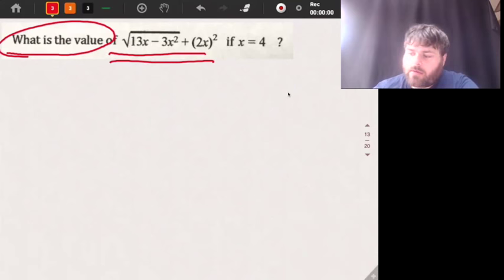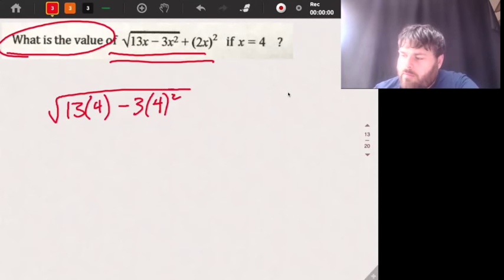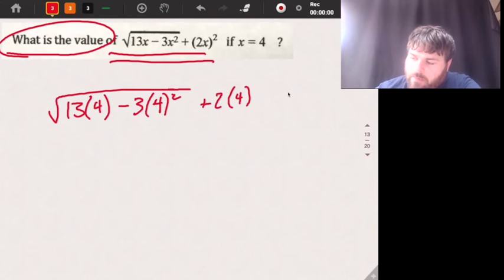Well, let's check it out. Let's just plug in a 4. So we get the square root of 13 times x. Well, what is x? x is 4, so we're going to replace it with a 4. Minus 3 times x squared. Don't use the x, use the 4. Never use the x once you know the value of it. Plus 2 times 4, being careful here, squared. All right, this is all PEMDAS.